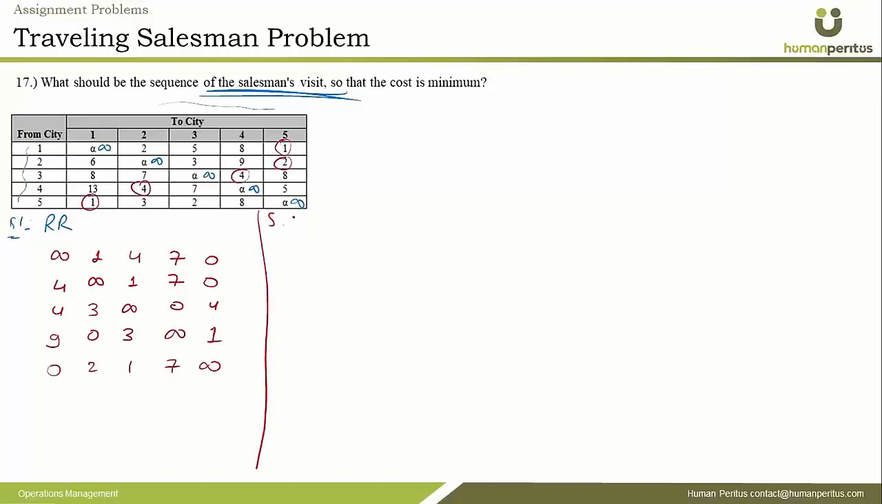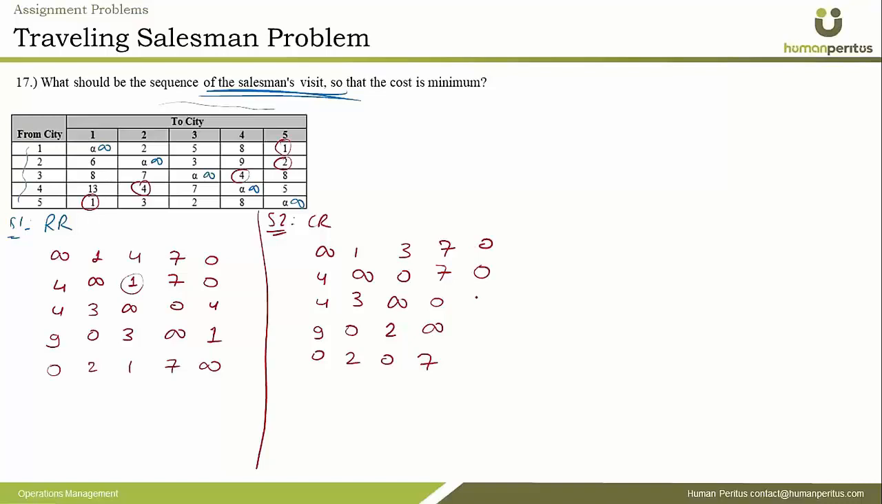What is the second step? Second step is column reduction. This column has 0, so it will remain the same: infinity, 4, 4, 9, 0. This column has 0, so it will remain the same: 1, infinity, 3, 0, 2. This column has no 0. Minimum value is 1, so 3, 0, infinity, 2, 0. This column has 0, so 7, 7, 0, infinity, 7. This column has 0, so straight away I write 0, 0, 4, 1, infinity.